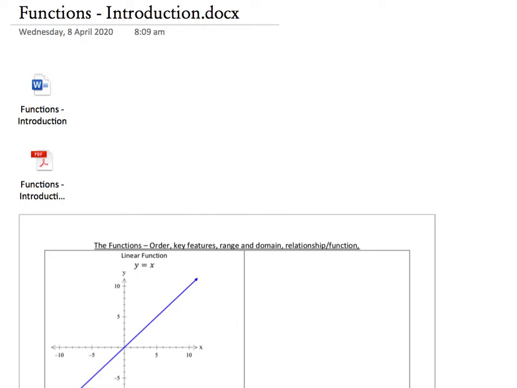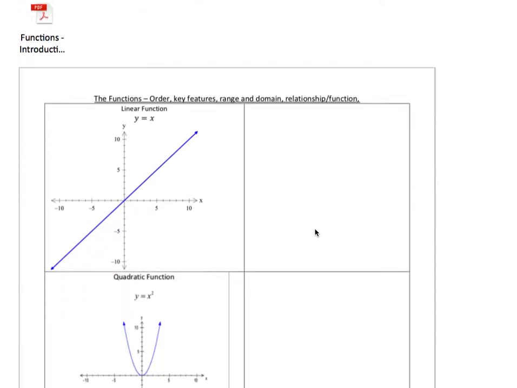So today we'll be looking at functions and an introduction to functions. We'll be looking at all the functions that we see in the methods course, what their order is, the key features, range and domain, and whether it's a relationship or a function. So without further ado, we're going to look at our linear function here.